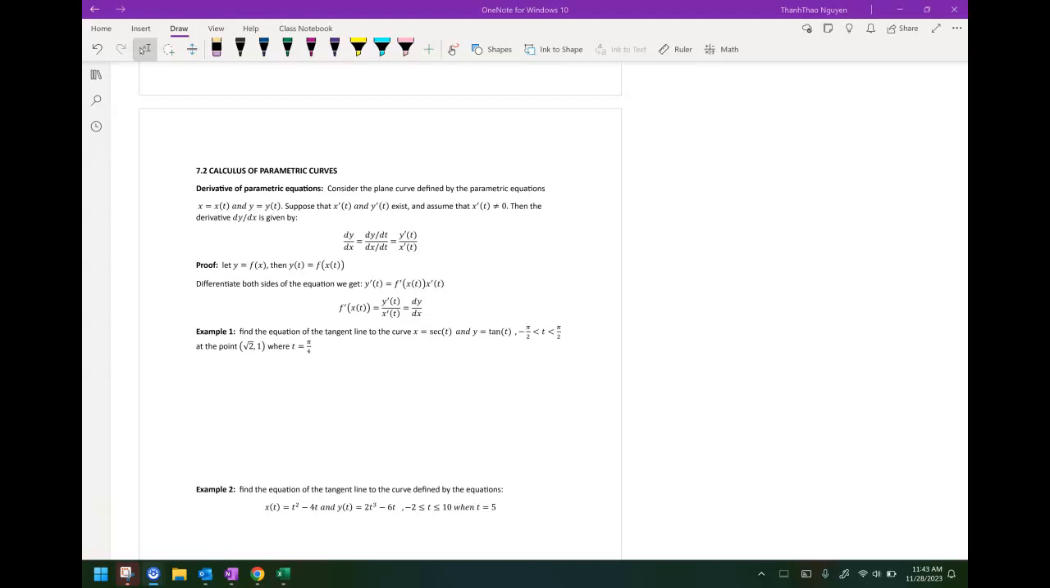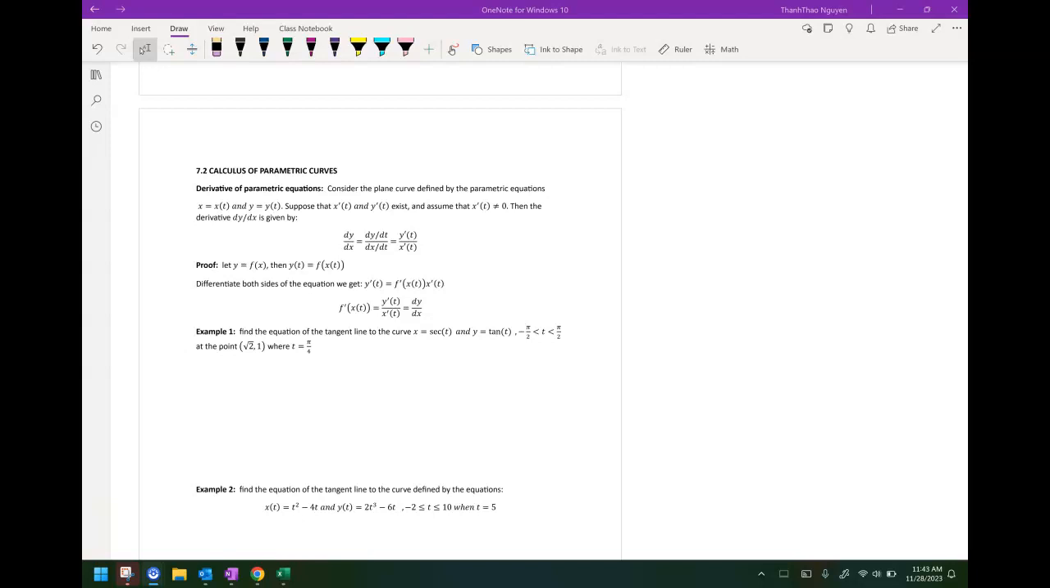Find the equation of the tangent line to the curve x equals secant of t and y equals tangent of t, in the interval from negative pi over 2 to pi over 2, at the point square root of 2, 1, where t equals pi over 4. So first we need to find the slope of the curve, right? We need to figure out the slope of the tangent line.